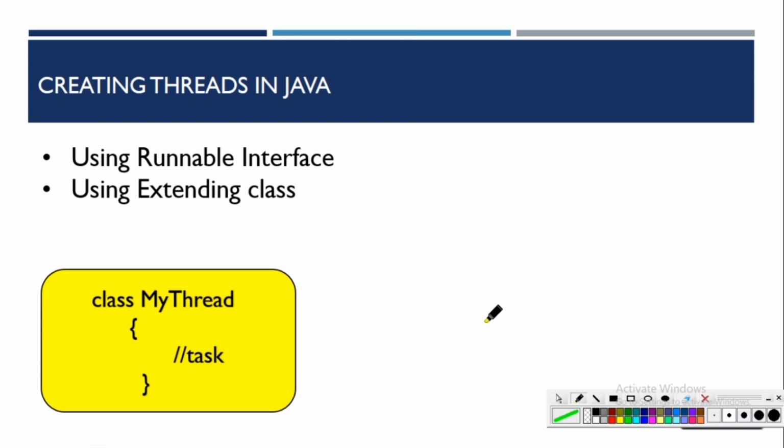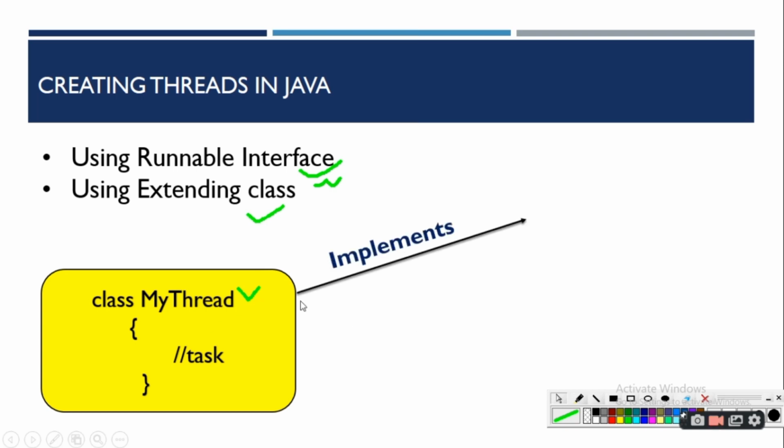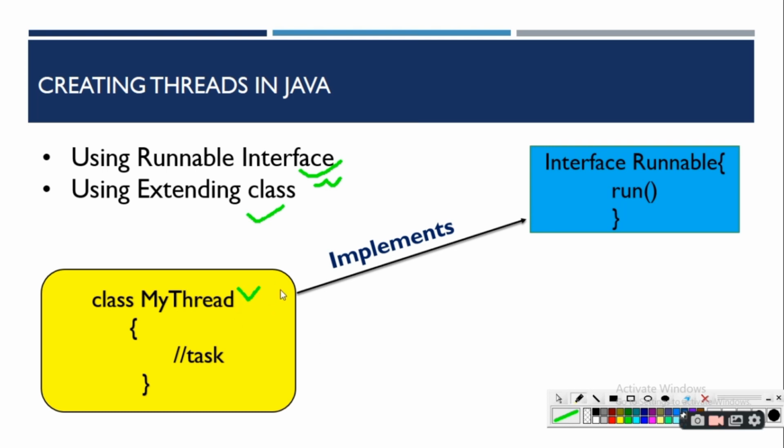So suppose I have my thread class, which is in the yellow box, and I want to create a thread in this my thread class. How can we do that? For that we have two methods. We can create a thread by the runnable interface by giving implements Runnable. Suppose I want to create a thread by this runnable interface. For that we will simply write class MyThread implements Runnable, and now I will get the run method.